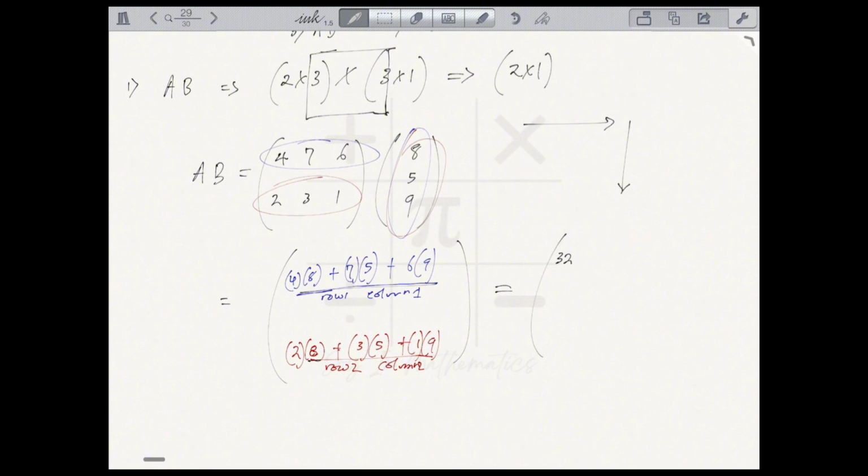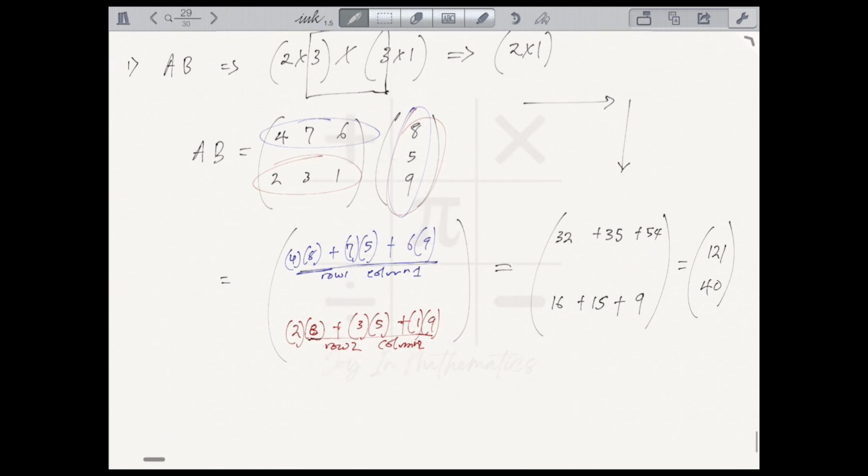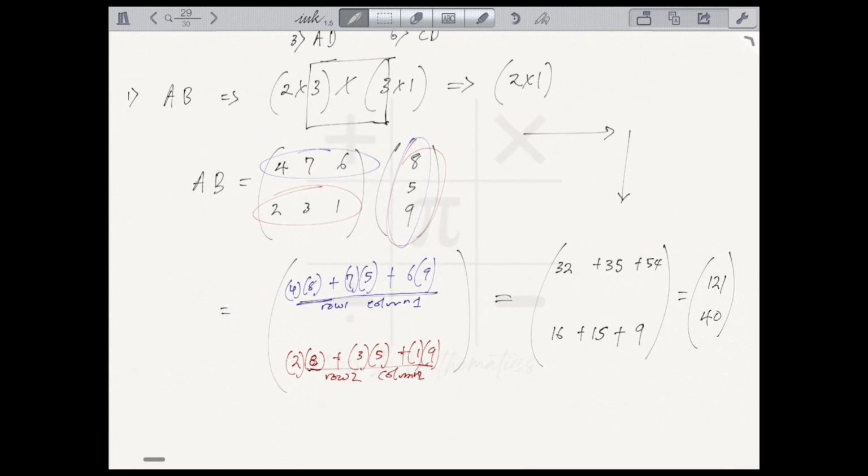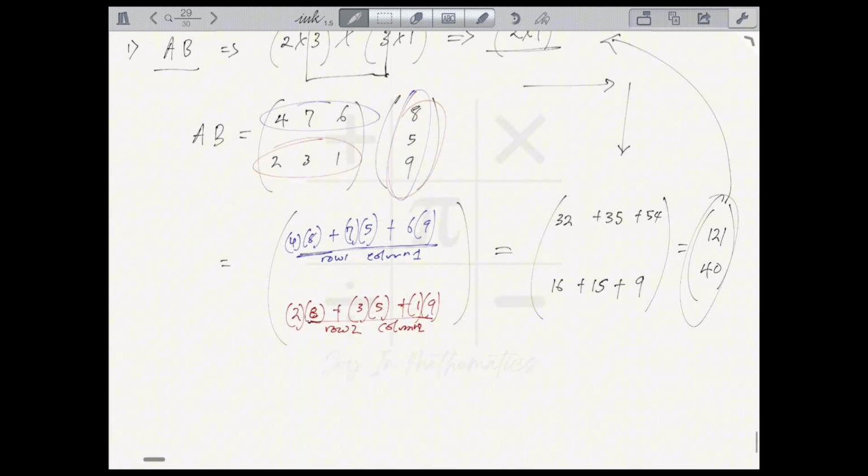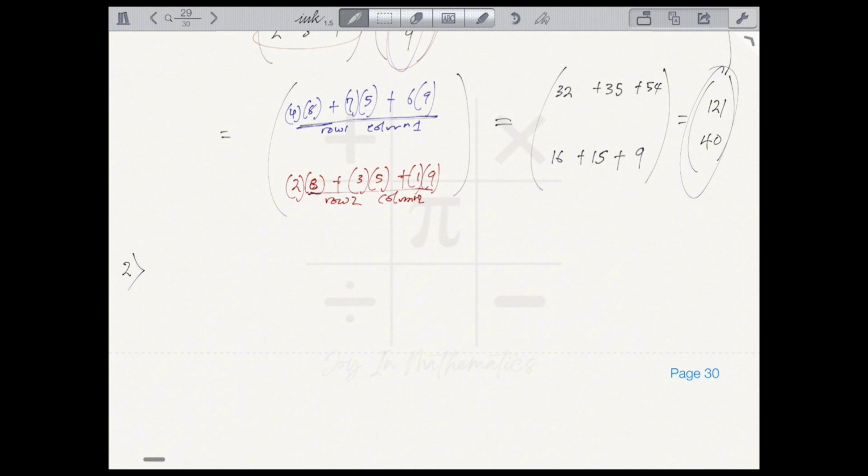Now let's analyze it simply. 32 plus 35 plus 54, and 16 plus 15 plus 9. This results in 121 and 40. So we can see that AB is a 2 by 1 matrix. All right, with that done, let's try number 2.